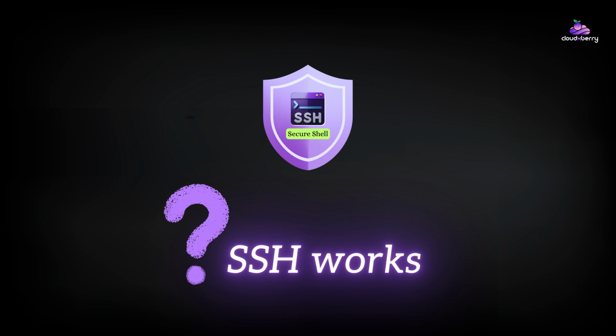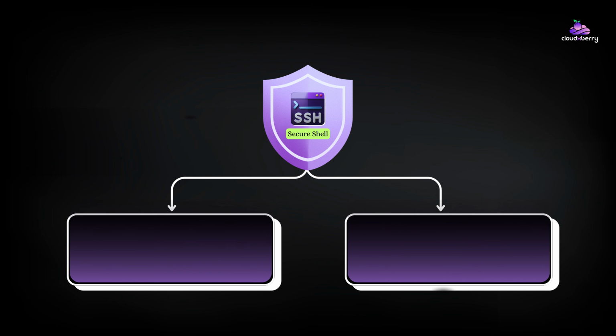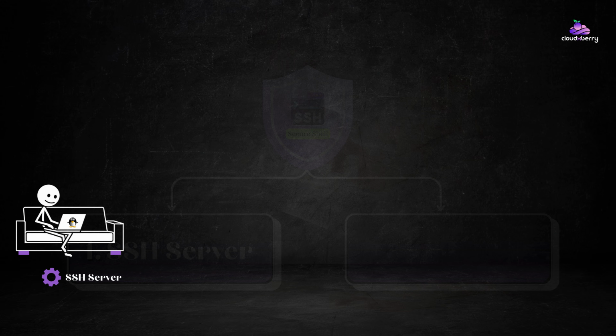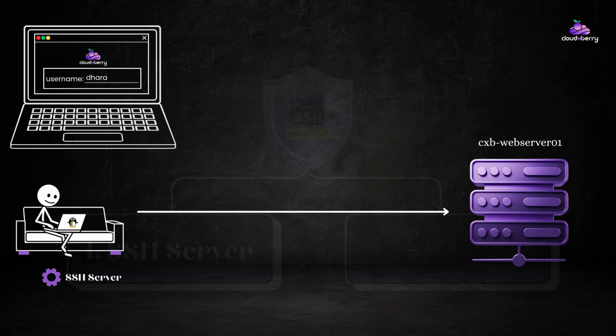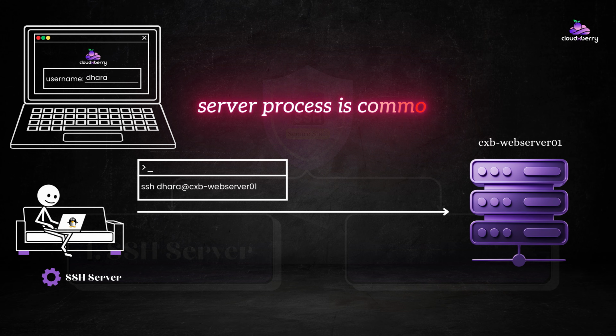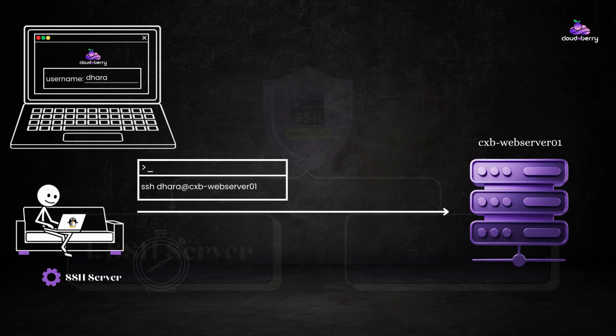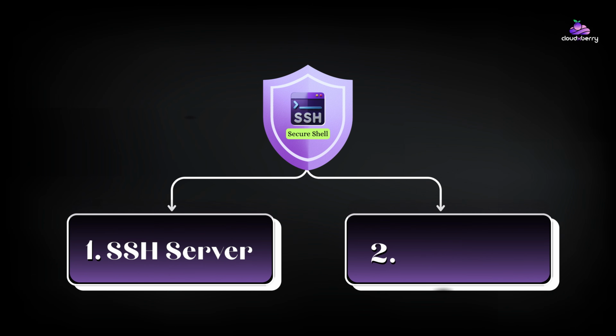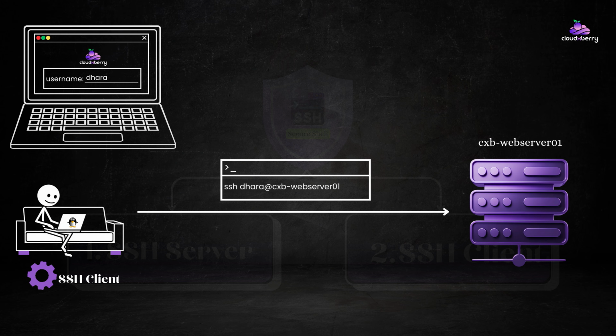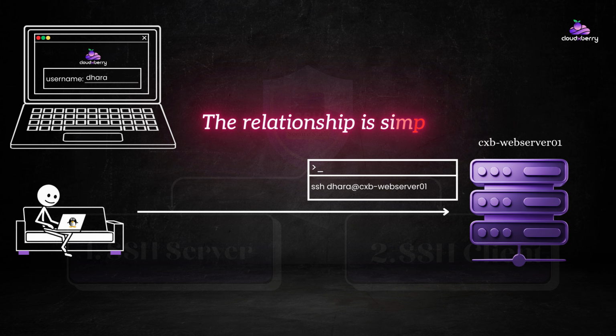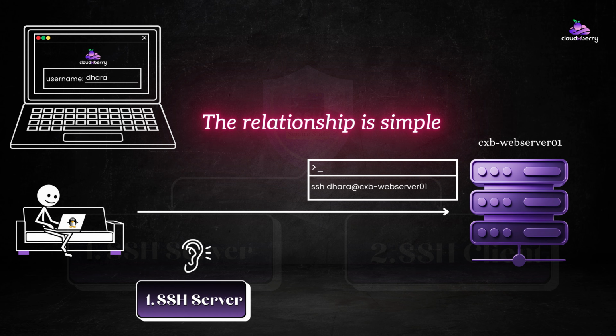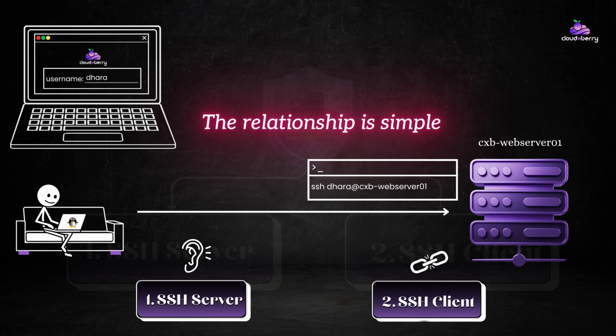Now let's understand how SSH works. There are two components involved. The first is the SSH server. This runs on the machine you want to connect to. On Linux systems, the server process is commonly called SSHD. It runs in the background and waits for incoming SSH connections. The second component is the SSH client. This runs on your machine and is used to initiate the connection. The relationship is simple. The SSH server listens. The SSH client connects. That's it.